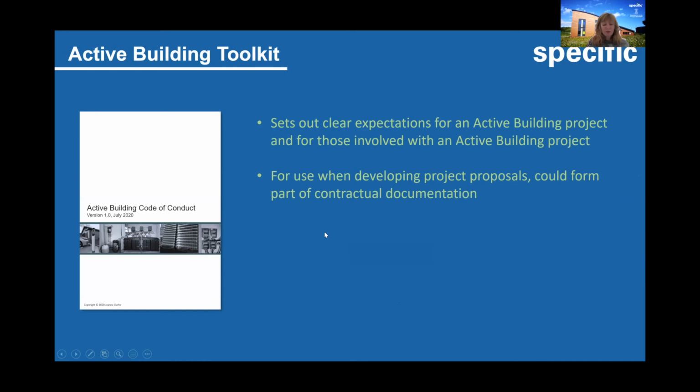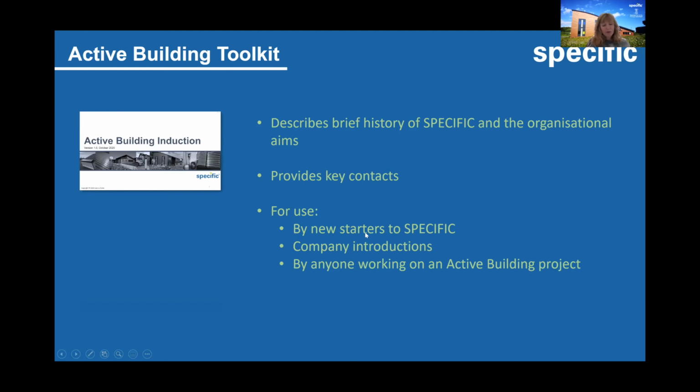The first document is an active building code of conduct, which sets out clear expectations for an active building project and could potentially accompany contractual documents for an active building project. We have a short induction to active buildings, which provides a broad overview of the active building approach. And we would suggest this is viewed by anyone embarking on an active building project.